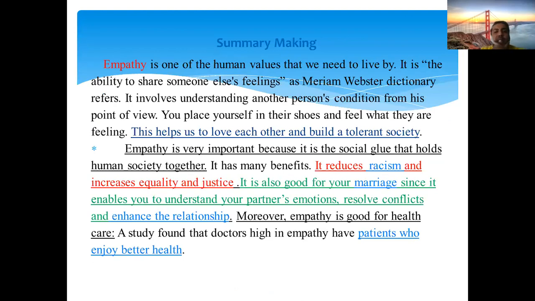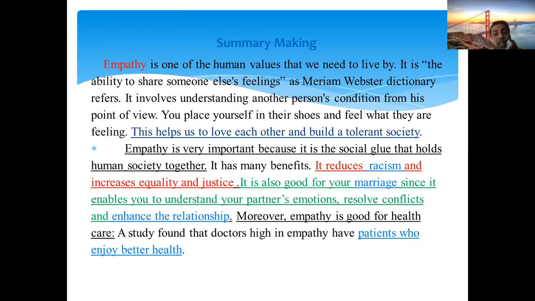For example, this helps us to love each other and build a tolerant society. So the first point is the importance of empathy is to build a tolerant society. This is number 1. Empathy is very important because it is the social glue that holds human society together. So the second answer, it holds human society together. We didn't start paraphrasing. We are just determining the answers. So the first one, build a tolerant society. The second one, hold human society together.